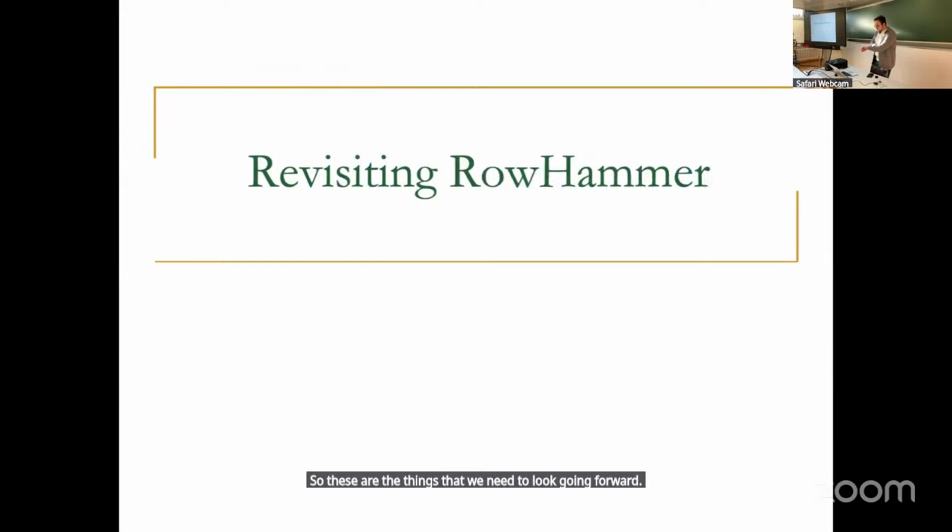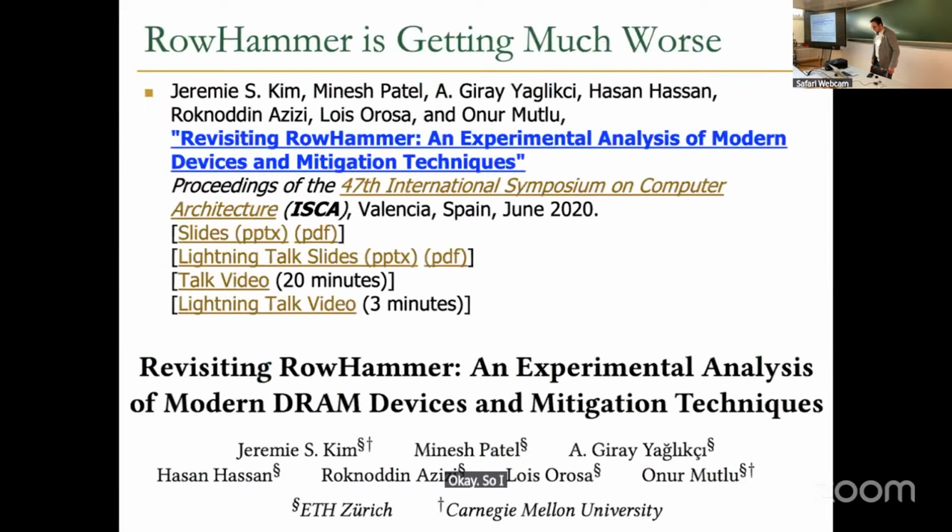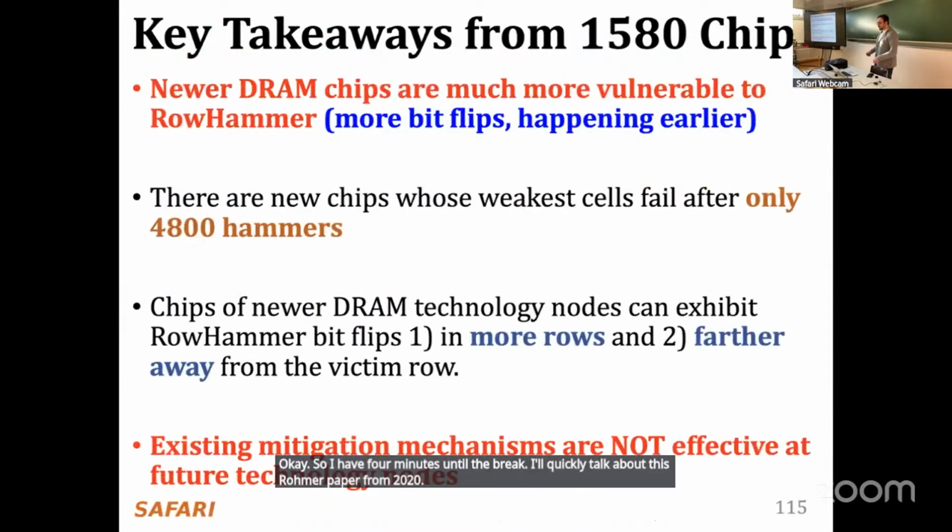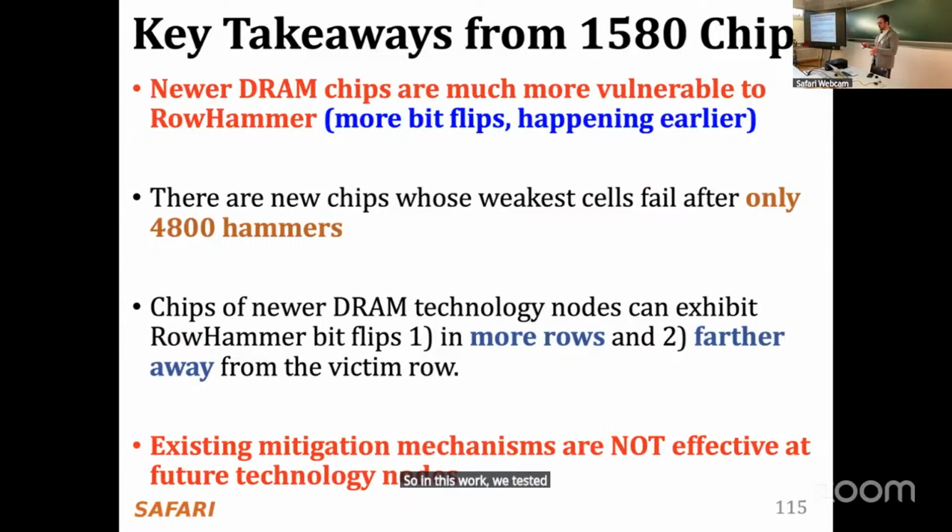Okay. So I have 4 minutes until the break. I'll quickly talk about this Revisiting RowHammer paper from 2020. In this work, we tested 1580 chips. It's a lot of chips. And we show that newer DRAM chips are way more vulnerable to RowHammer.